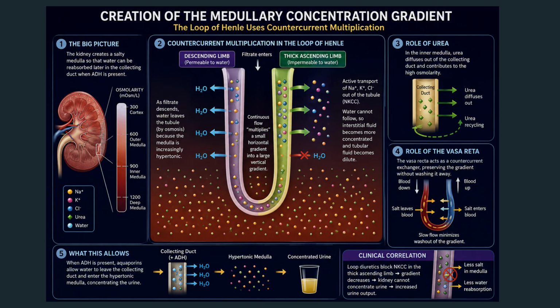Second is the vasa recta. The vasa recta are specialized capillaries that run parallel to the loop of Henle. Their job is to preserve the gradient without washing it away. Because blood flows slowly through these hairpin-shaped vessels, they function as countercurrent exchangers. This allows the kidney to maintain the medullary osmotic gradient efficiently.